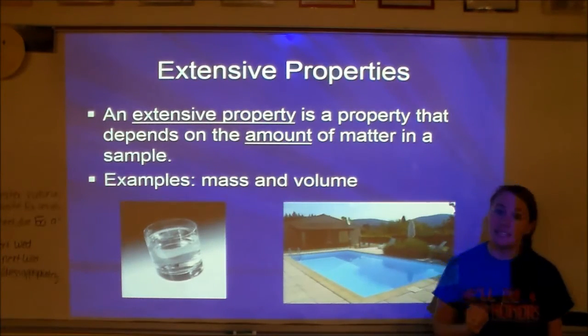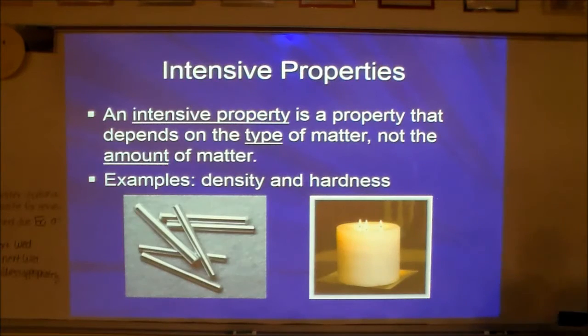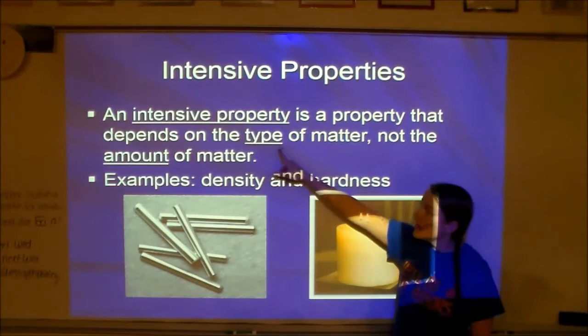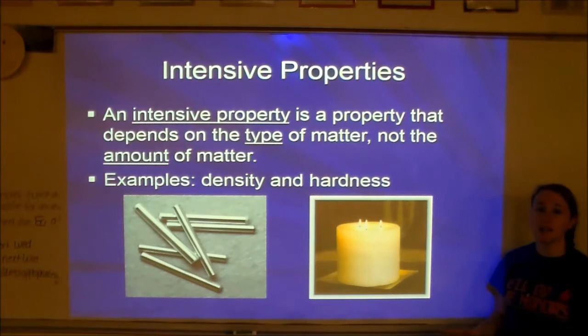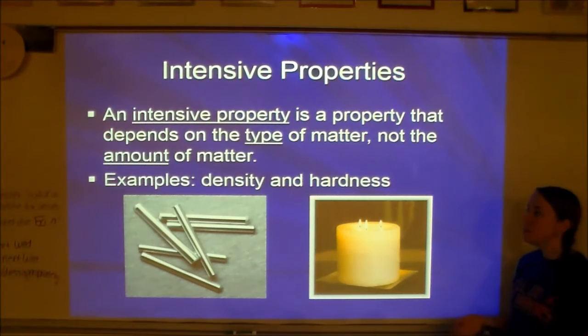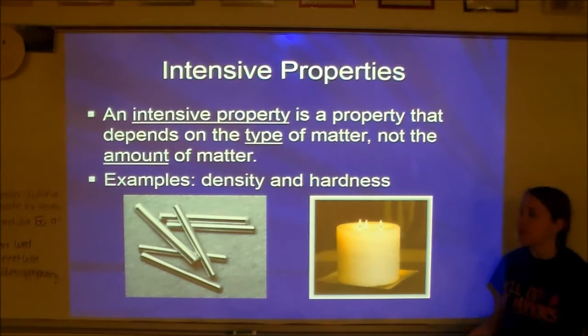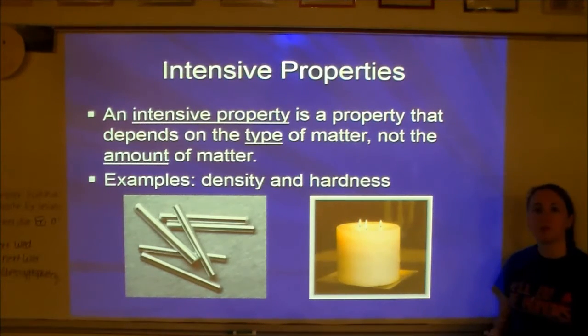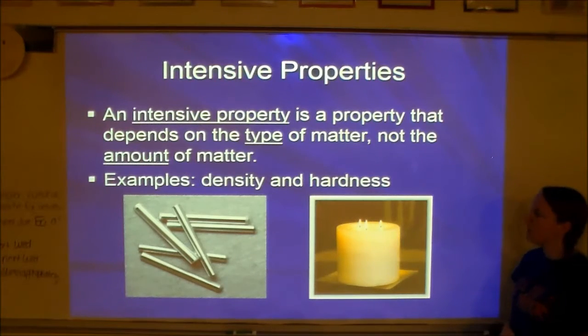So now let's look at intensive. So an intensive property is a property that depends on the type of matter, not the amount. So intensive, we don't care how much we have, we just care what it is. Okay, so examples are density and hardness. So let's do hardness because density, I know some of y'all probably don't remember what that is yet, so we'll go over that in chapter 3.